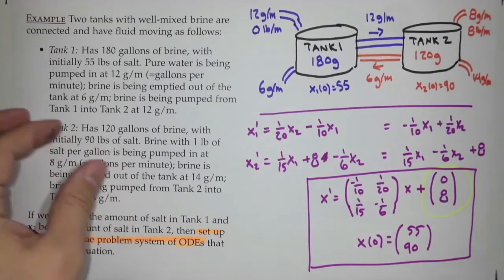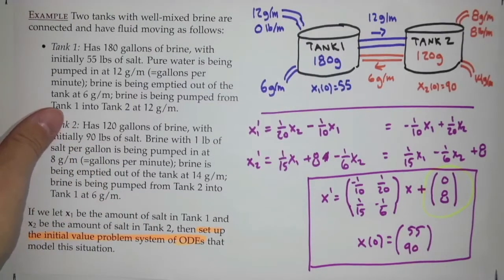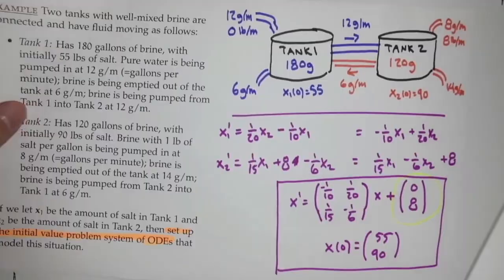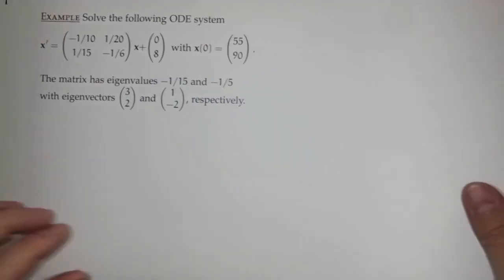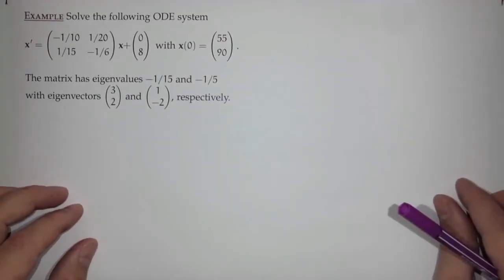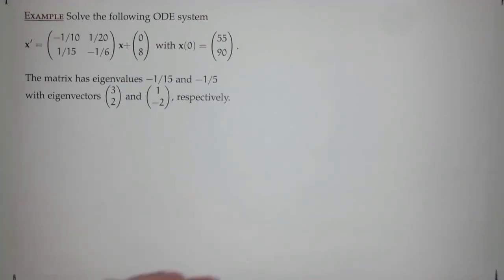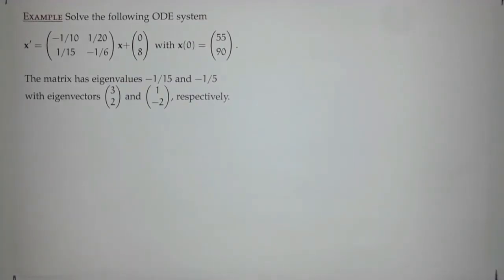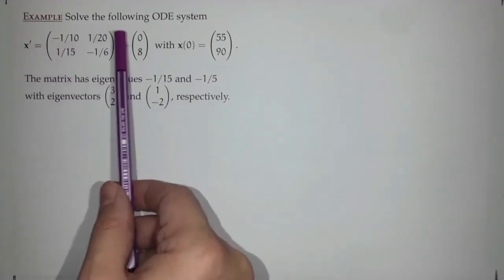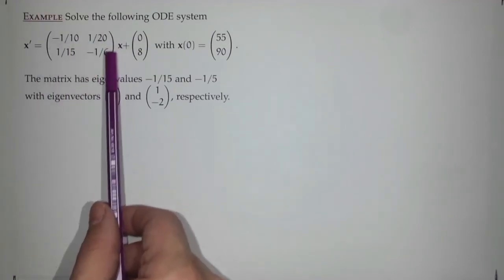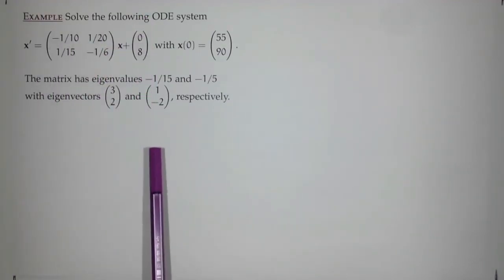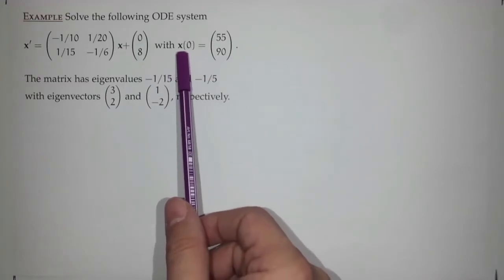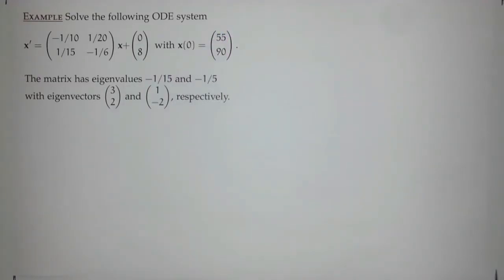Well, in our remaining time, though, let's look at a different problem. Let's solve the following ODE system. So x prime equals the matrix with minus 1/10, 1/20, 1/15, minus 1/6 times x plus (0, 8), with initial conditions x of 0 equals (55, 90). All right. Well, that's an interesting problem.